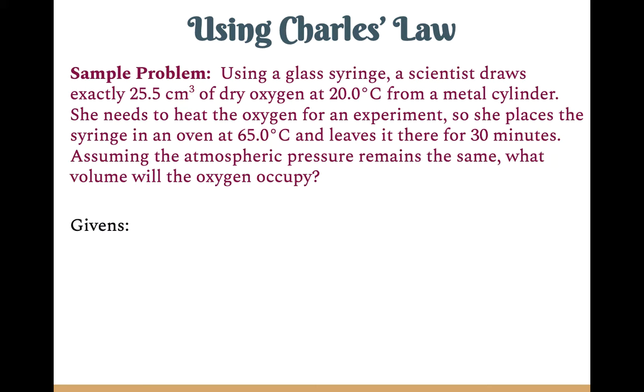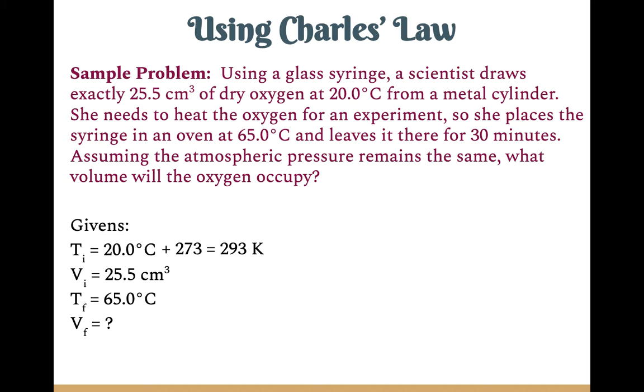So let's list our givens. We have an initial temperature of 20 degrees Celsius. We have an initial volume of 25.5 cubic centimeters, a final temperature of 65 degrees Celsius, and we're asked to find the final volume. So the first thing we need to do is convert those temperatures to Kelvin. So we add 273 to each of them to get our initial temperature of 293 Kelvin and our final temperature of 338 Kelvin.